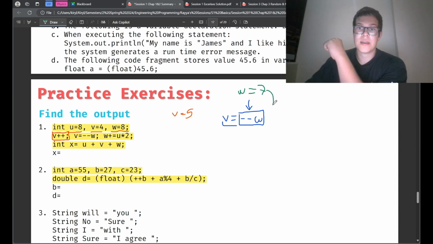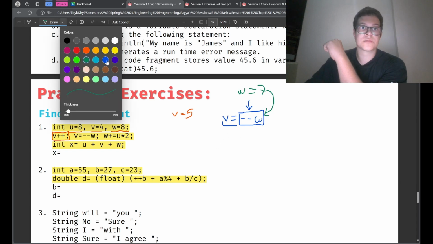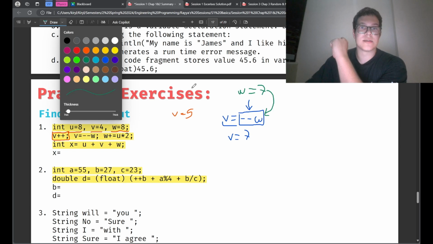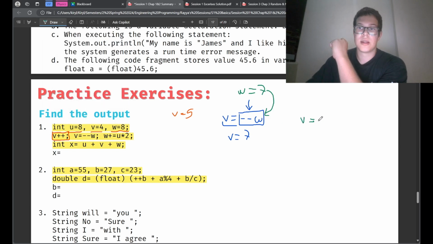So now this will be plugged in, and v will be equal to 7. All right. Now, what would have happened if I did v equal w minus minus? Reading left to right, I'm changing the value of v with w minus minus.